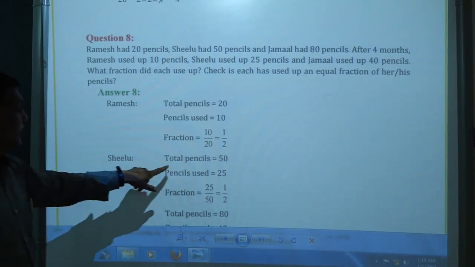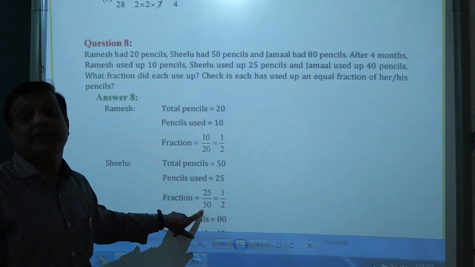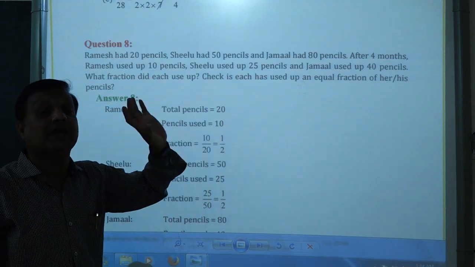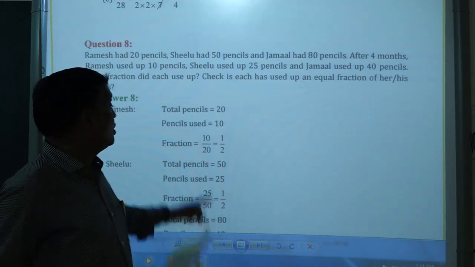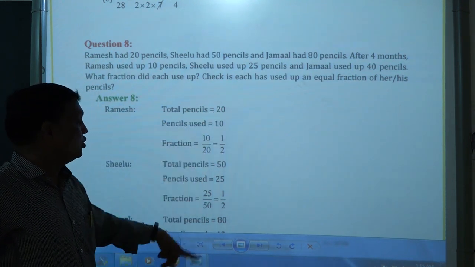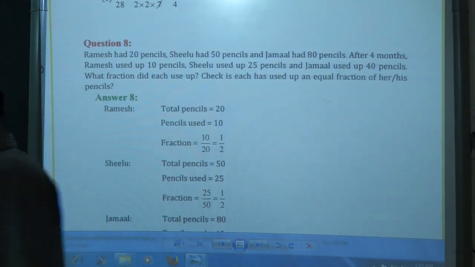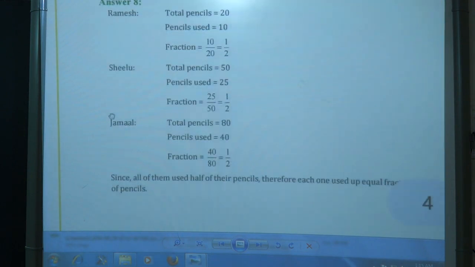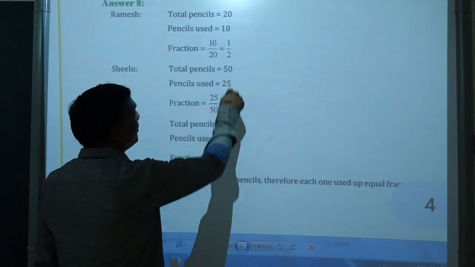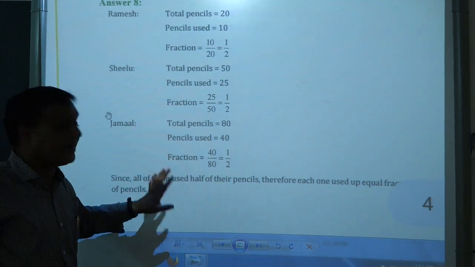Next, Shelu had total pencils 50, out of 50, 25 used. So 25 upon 50, 50 goes in the denominator because the total always becomes the denominator, and whatever is used becomes the numerator. Denominator means full. So for Ramesh, 20 is the denominator, 10 upon 20, 1 upon 2. Shelu, 50 pencils, 25 used, 25 upon 50, 1 upon 2. And Jamal, 80 pencils, 40 used, 40 upon 80, 1 upon 2. It means they all used an equal fraction of pencils.